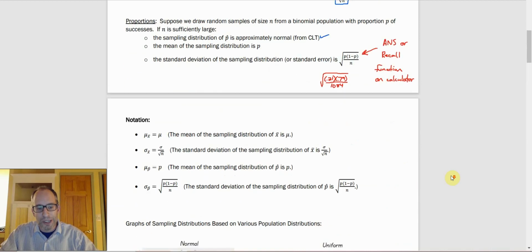Okay, notation stuff. I honestly don't really use this notation that much. I just kind of think, mu is the population mean, and I just remember that that's also the mean of the sampling distribution. But you can use the notation if you want to. There's nothing wrong with it. If it helps to keep things organized, then that's probably a good thing.